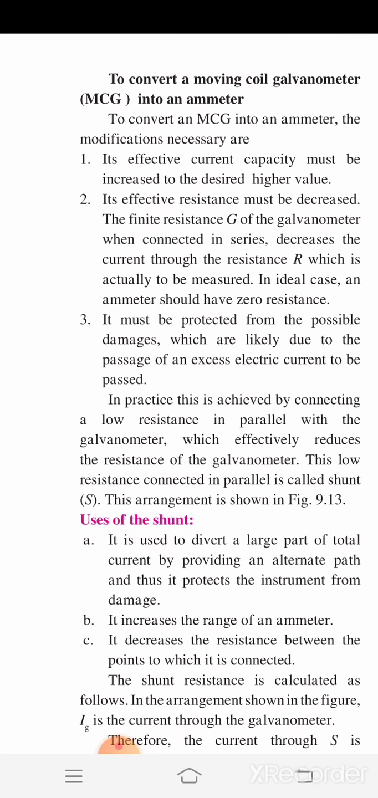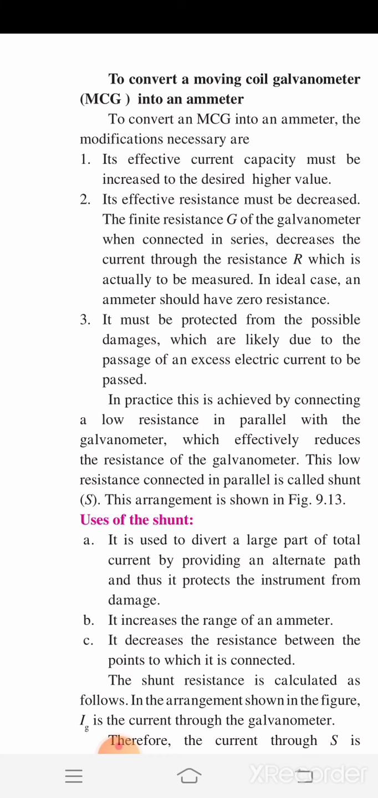How is that galvanometer converted into that current measuring instrument? That means, to convert a moving coil galvanometer (MCG) into an ammeter, some modifications are taken into account.